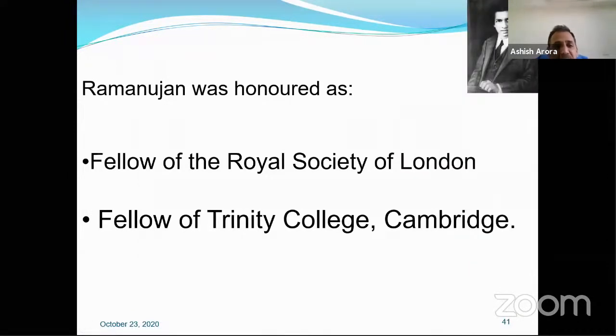Ramanujan was honored as a Fellow of the Royal Society of London, fellow of Trinity College of Cambridge, and he was the first Indian to get the scholarship fellowship of Royal Society of London.